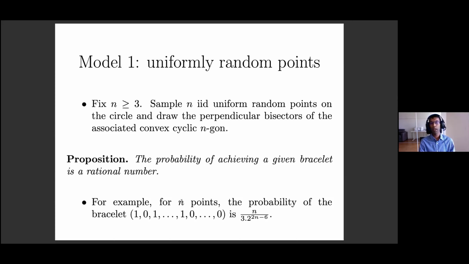The simplest example somehow is when you take n points and you take this bracelet, which has first a 1, then a 0, then n minus 1 ones, followed by n minus 1 zeros. Then for this bracelet, the probability is this very simple formula, n divided by 3 times some power of 2. But if you take more general bracelets, it becomes a bit horrible, these rational numbers. So this is for the probability of an individual bracelet. Then you can start to ask about some more global observables, some more aggregate statistics.